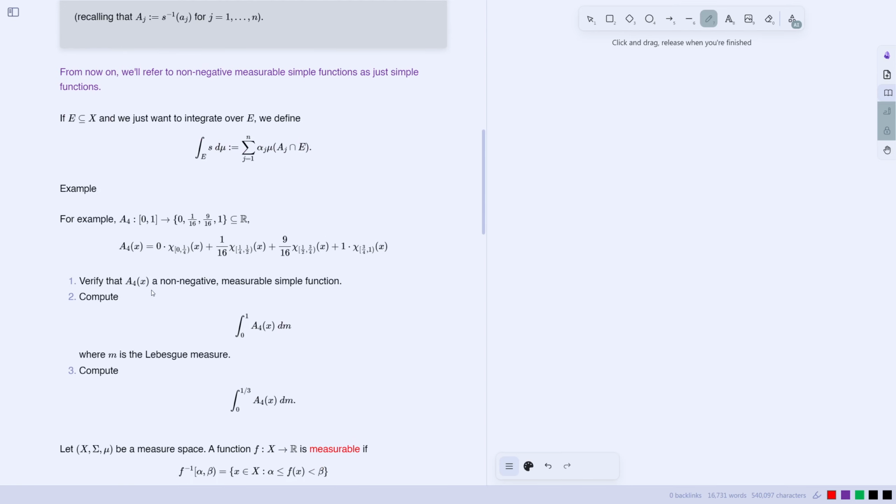Well, first, let's see. Is A4 a non-negative measurable simple function? Okay, well, I drew it earlier. You can obviously see that it was non-negative, right? It was all above the x-axis. So non-negative, I think you guys can believe me on that. I mean, I put right here the values that it does take on. Okay. Is it measurable? Well, let's see. We can just inspect it.